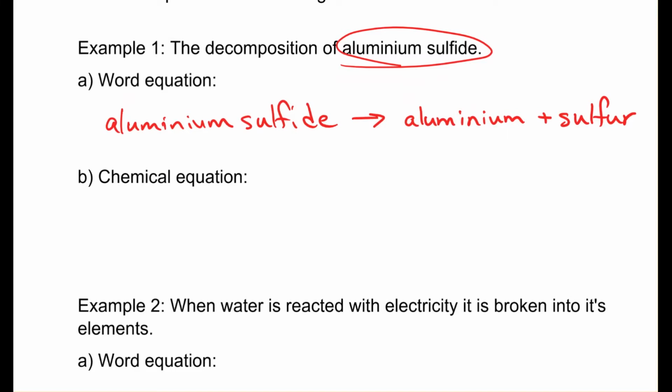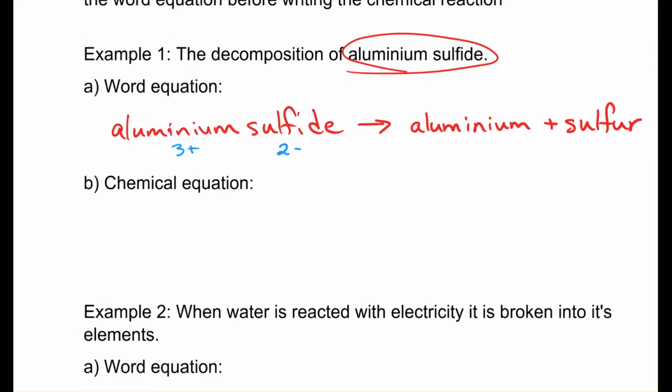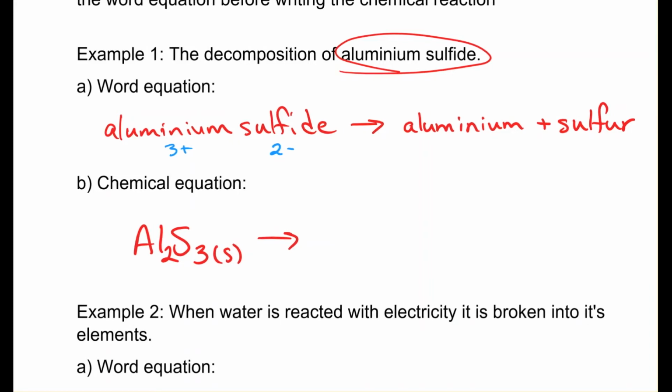Okay, let's take that word equation and turn it into a chemical equation. Every time we do this, we're just going from names to formulas. What kind of a substance is this? This is an ionic compound, and because it's an ionic compound, we should be able to write out the ion charges. Aluminium is 3+, sulfide is 2-. So we're going to need 2 aluminiums and 3 sulfurs. And it's solid because it's an ionic compound at room temperature. Perfect.